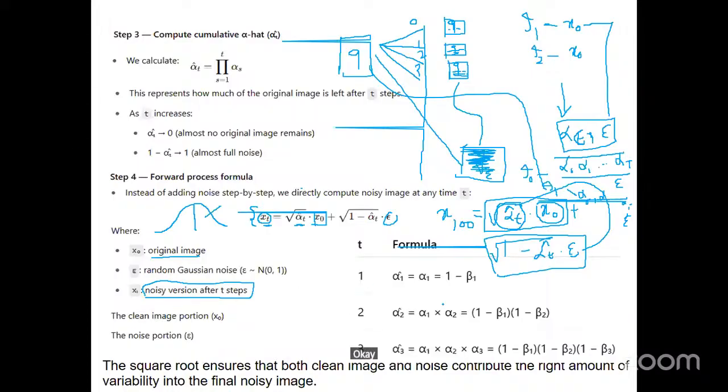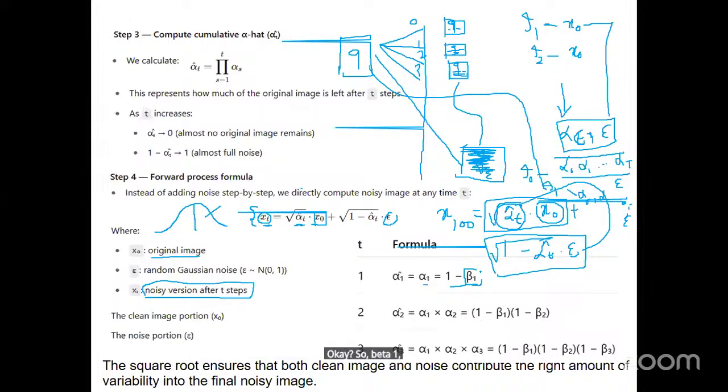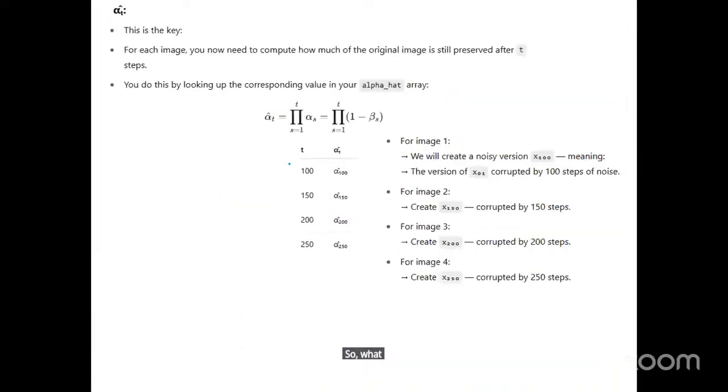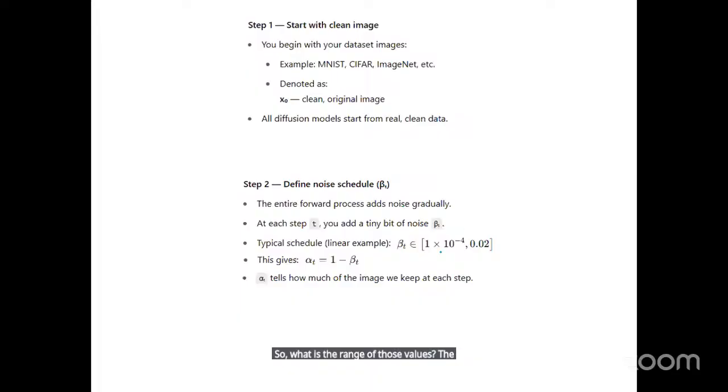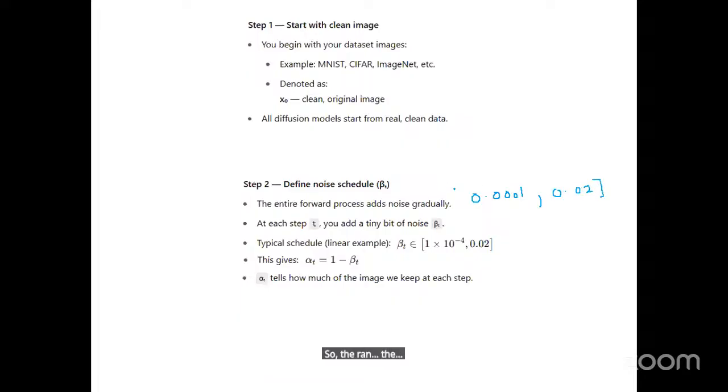Okay. So how will you compute? Alpha 1, what is alpha 1? Alpha 1 equals 1 minus beta 1. So beta 1, we are starting with very small values. What is the allowed range of those values? 0.0001, small values, up to some higher value, 0.02. So inducing the randomness, the noise, into the image happens very slowly. It depends upon what beta value you have chosen at that time.